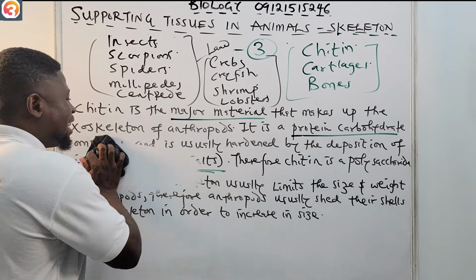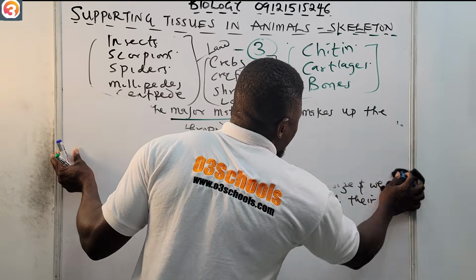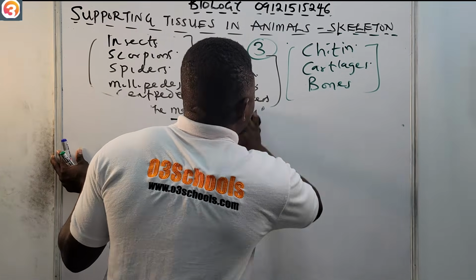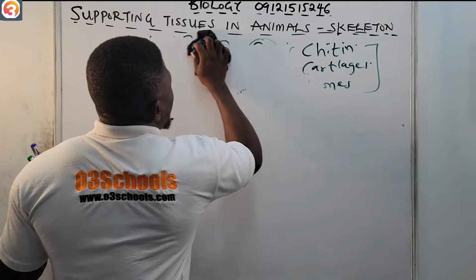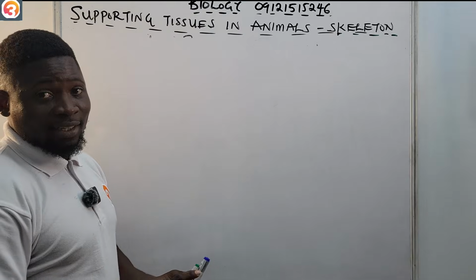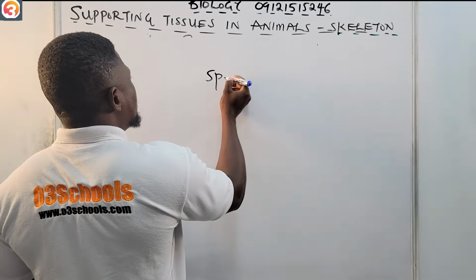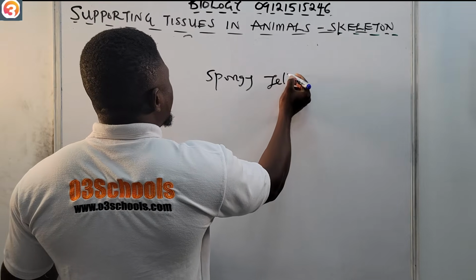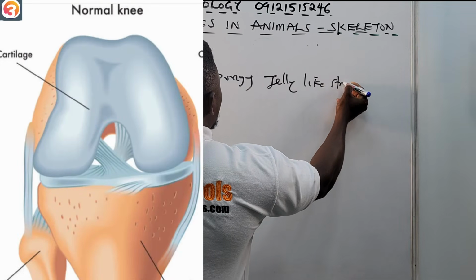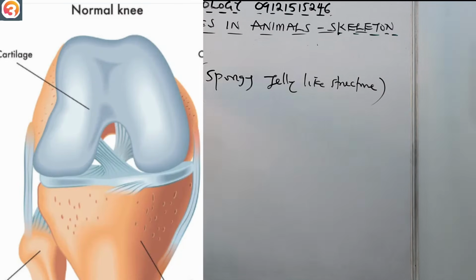Now, without wasting more time, having looked at the chitin, let us quickly look at the cartilages. And what are the cartilages? I'm sure that you have seen cartilage before, isn't it? The cartilage is a spongy, jelly-like structure.